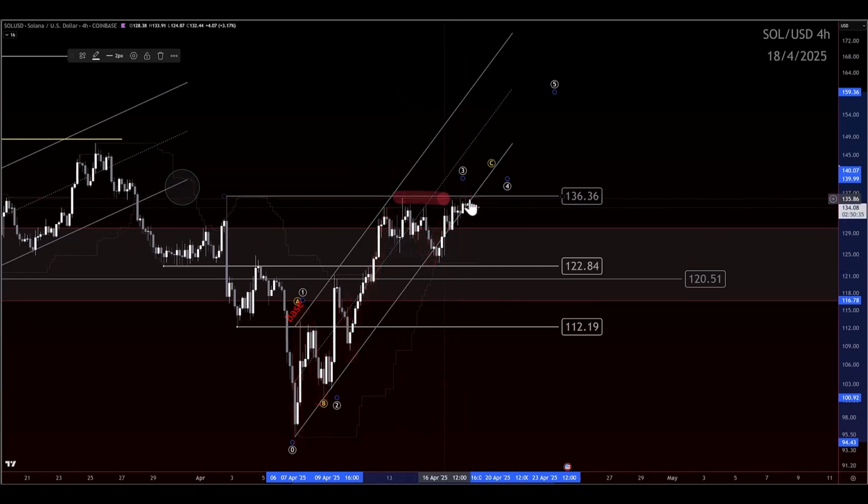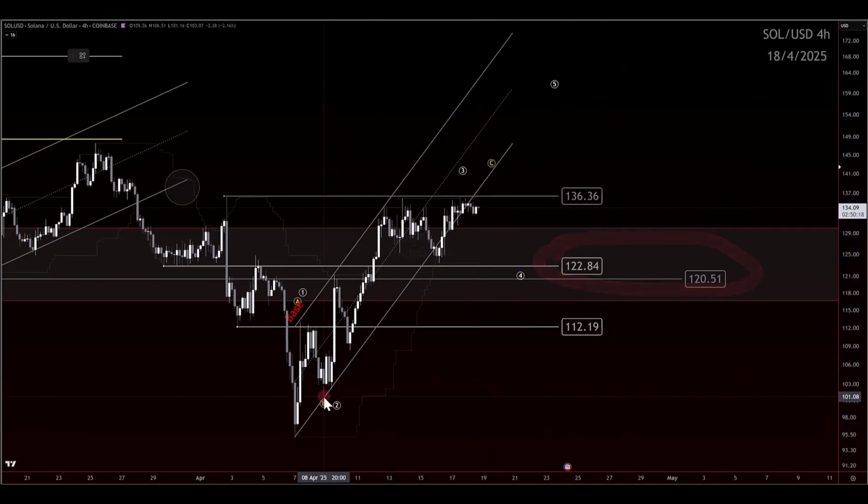So we haven't even breached this level yet. We might have breached it by tick. Yep, so it did breach a little bit. So maybe that's it. We're going to head back down. This is some wave 4 coming in at the larger degree. I'm going to be watching this level here at 120, 122 to play as support.